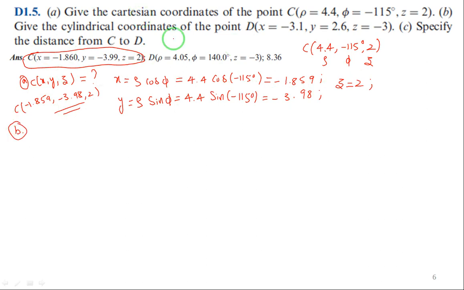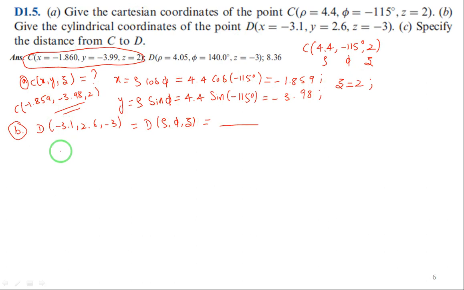Part B. Give the cylindrical coordinates of point D, they have asked. Point D is given: minus 3.1, 2.6, minus 3. This is Cartesian they have given. They have asked to find out cylindrical. Find out D of rho, phi, z. We want to find out what is D of rho, phi, z.